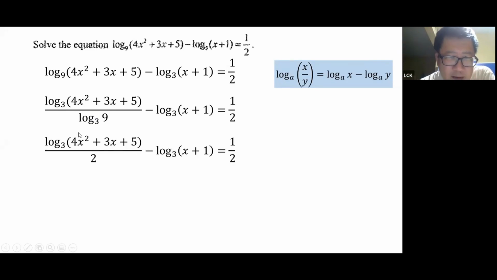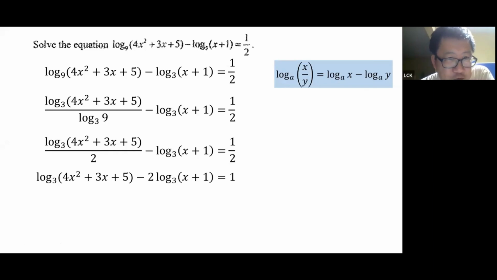It's irritating you, you know. This 2 at the bottom and 2 at the bottom is irritating you. So how do you get rid of the 2? You multiply throughout by 2. That's what you get. Once you multiply throughout by 2, you see that you got rid of the 2 over 2.